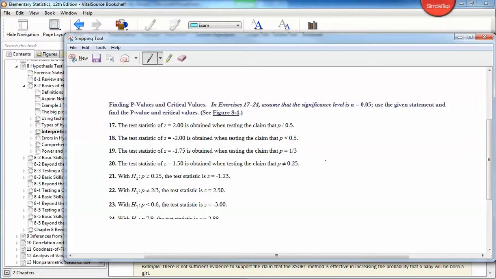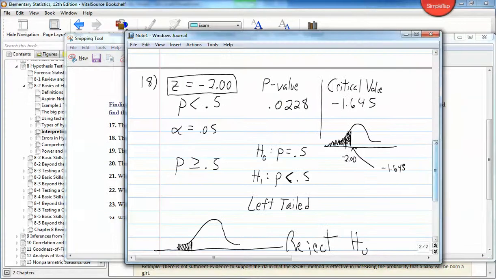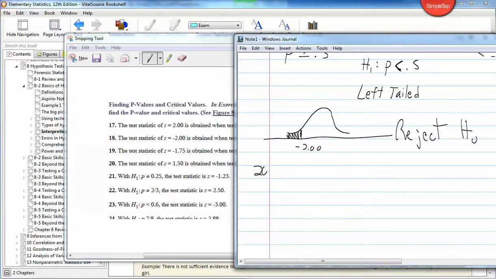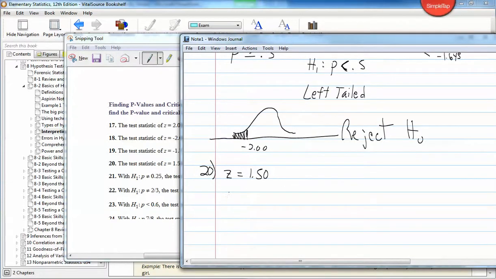let's look at number 20. The test statistic Z equals 1.50 is obtained when testing the claim that P is not equal to 0.25. Alright, so this is our test statistic that's given to us. And then the original claim is P is not equal to 0.25. The opposite of that is P equals 0.25.